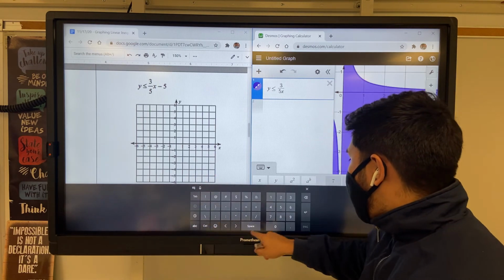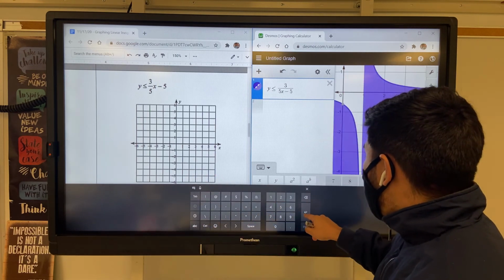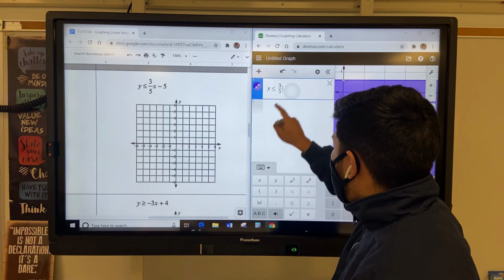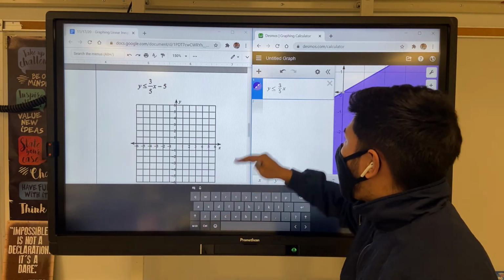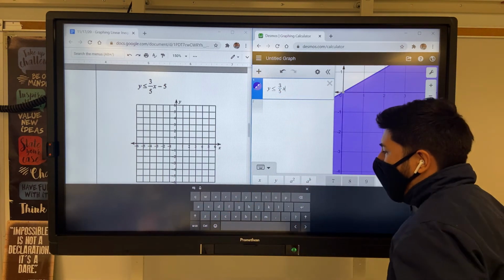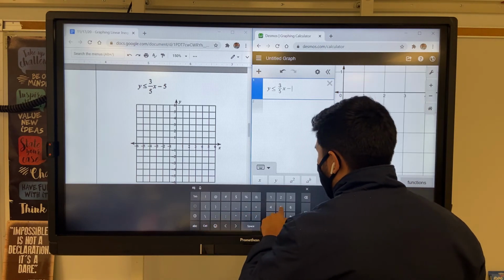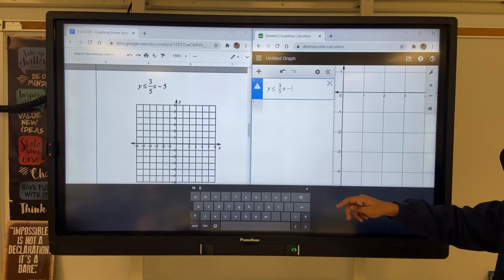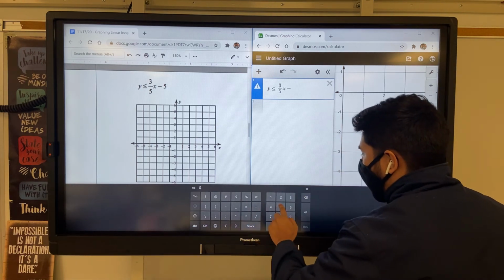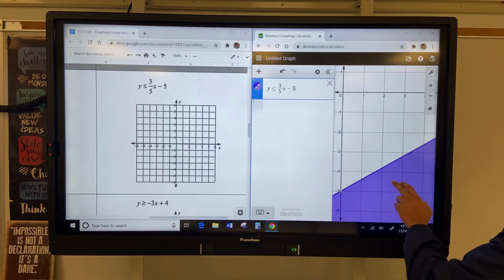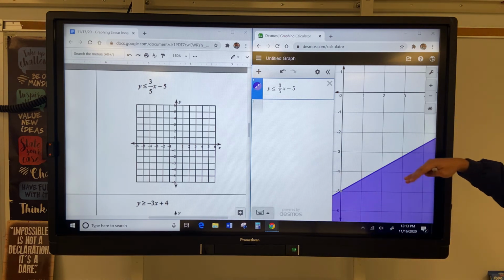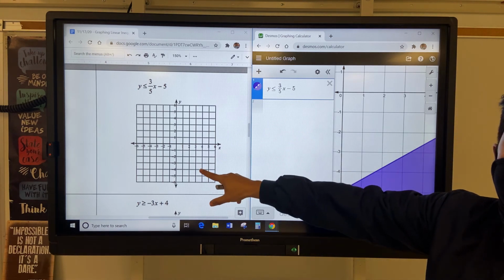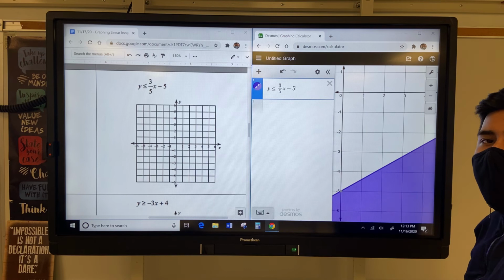X -5. Oops, I did the worst thing you could have done. X, I need it to be exactly like that. You saw how I had the X under there? Be very careful. You gotta be very accurate. -5. Boom. And as you can see, there you go. Solid line, shading underneath. So this is a good way to help you out. You can do it on your own, or you could do it on Desmos.